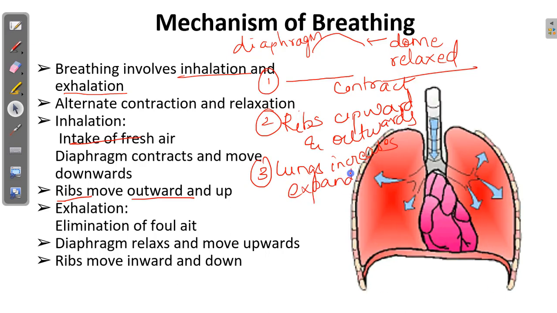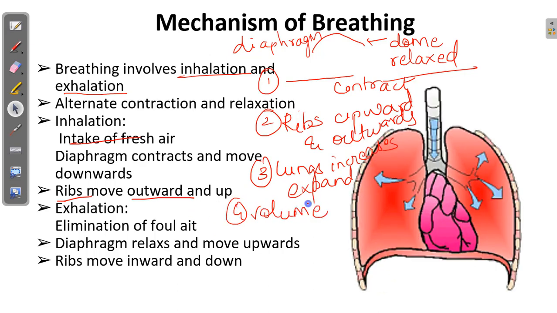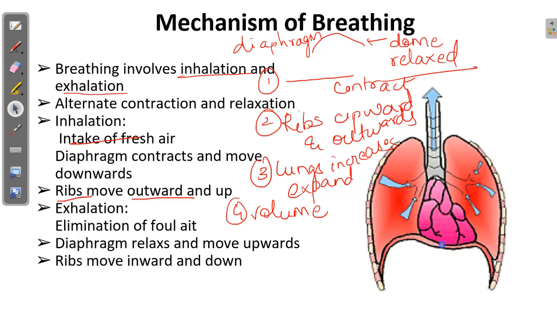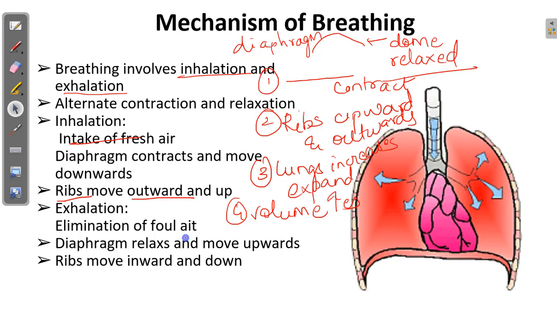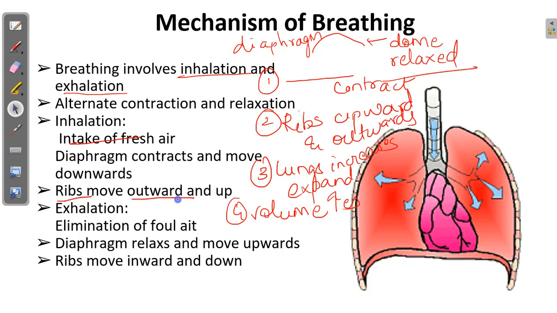When the lungs expand, you can see here now the lungs have expanded. What will happen? Volume increases. Volume is the area present inside the lung. So volume increases, and if the volume increases, what happens? Pressure decreases, because volume and pressure are inversely proportional to each other. If volume increases, pressure decreases.